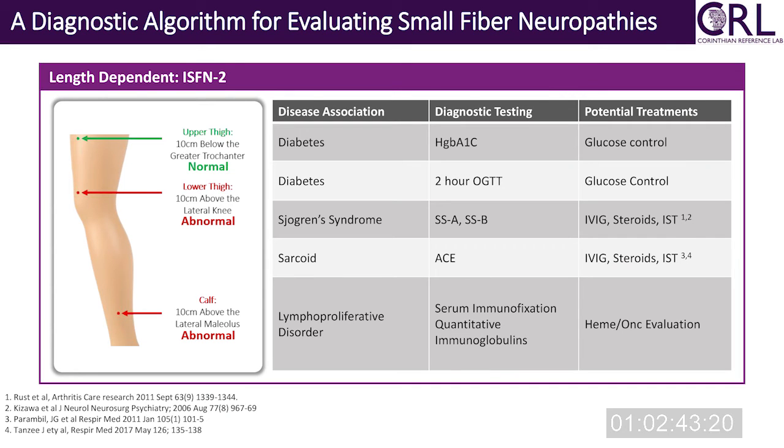The second we call ISFN2, which is a length-dependent neuropathy. And so these are patients where the distal sites, the calf or the distal thigh, might be abnormal, but the proximal sites are normal. These are the more typical forms of neuropathy that you might see with diabetes or impaired glucose tolerance, Sjogren's syndrome or sarcoid, or even underlying monoclonal gammopathies.